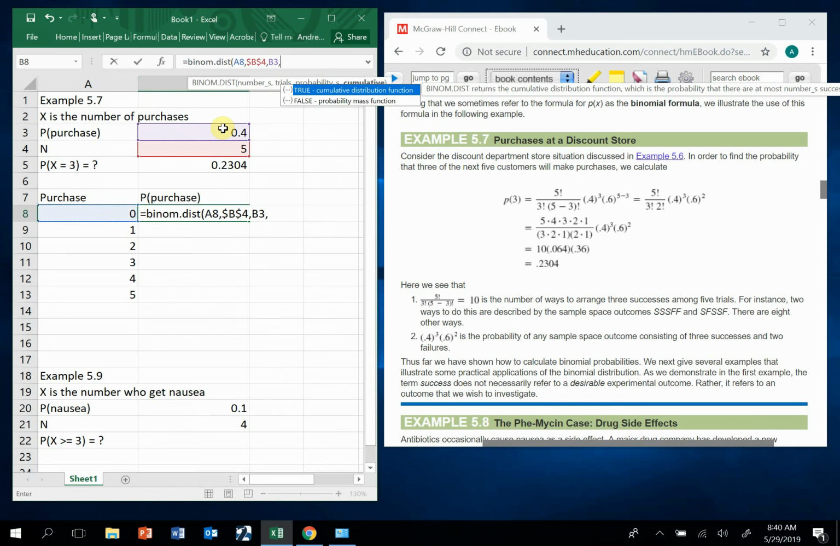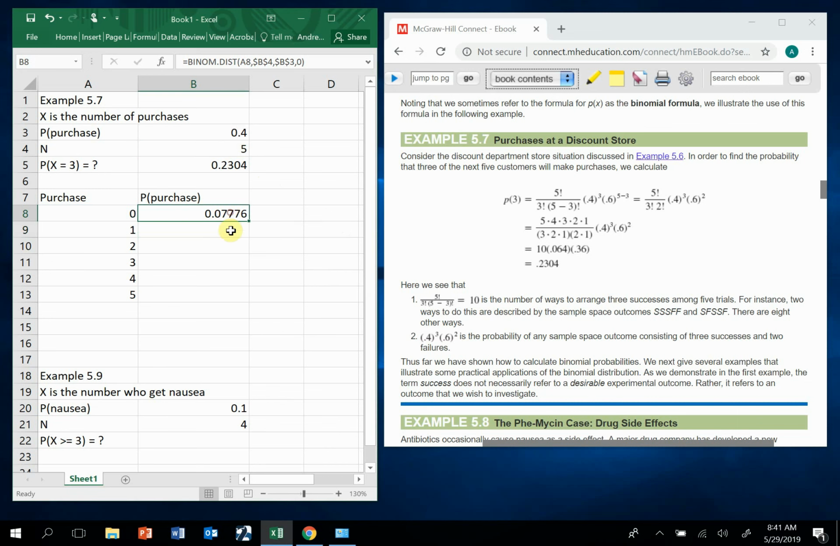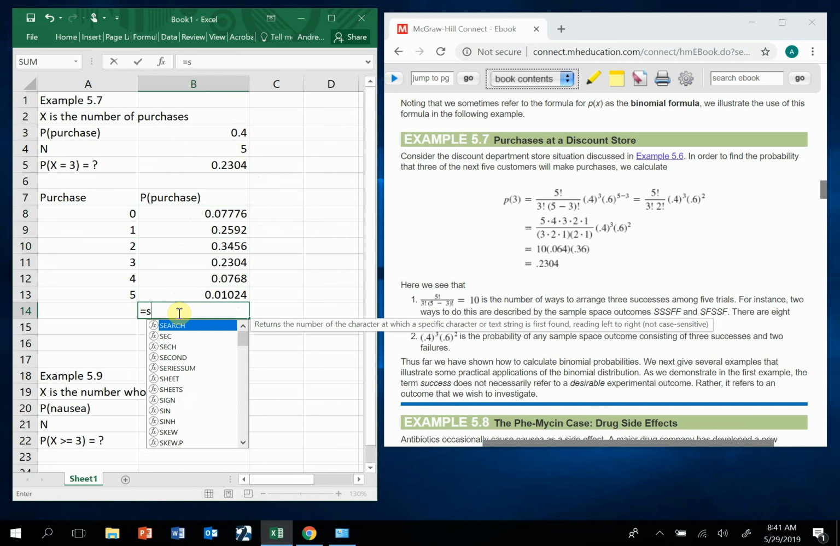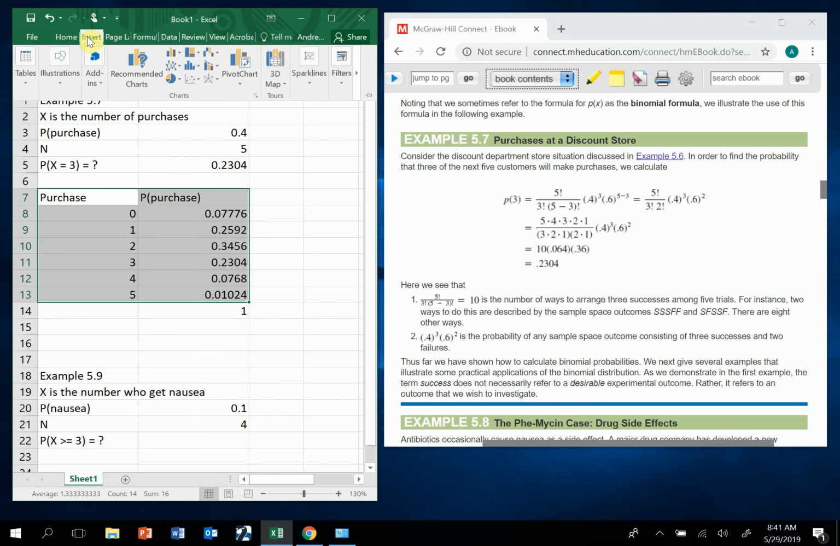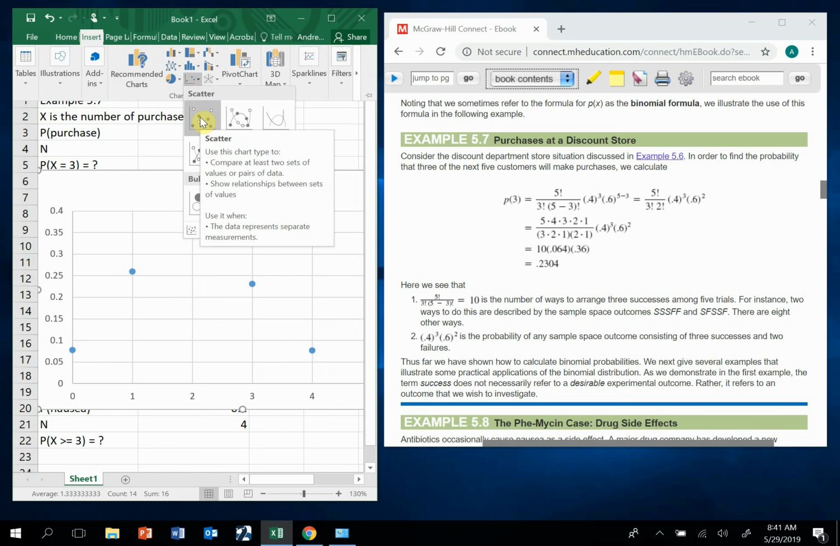Probability of success, 1 purchase, and 0 is my last argument. Need to put some dollar signs around my probability. So that's the probability of 0 purchases. Copy this all the way down. Probability of 1 purchase, 2 purchases, 3 purchases, 4, or 5. And if you add those up, guess what it sums to? So you can think of it this way, and then this number is this number. You could certainly plot that if you wanted to. You don't have to, as some type of scatter plot or a line chart or something.